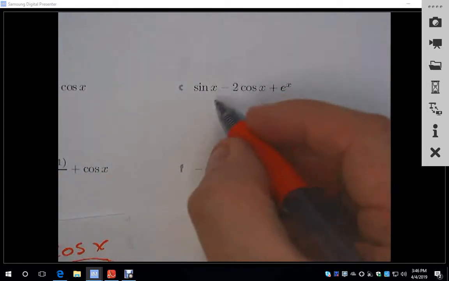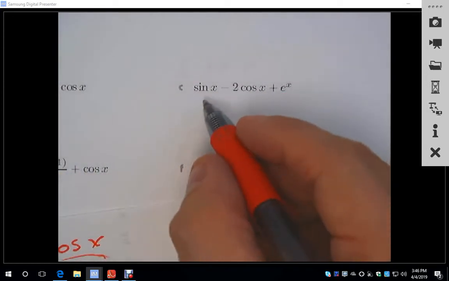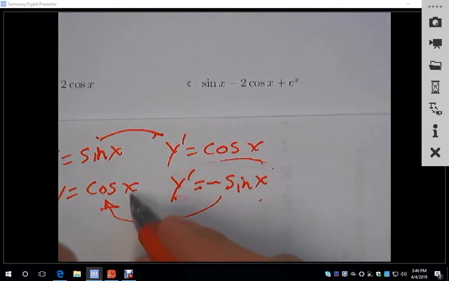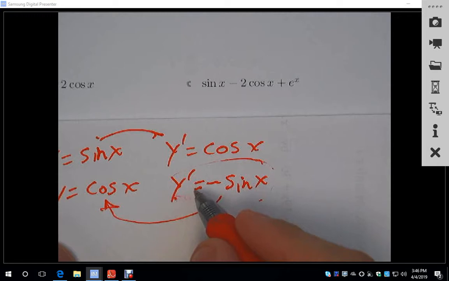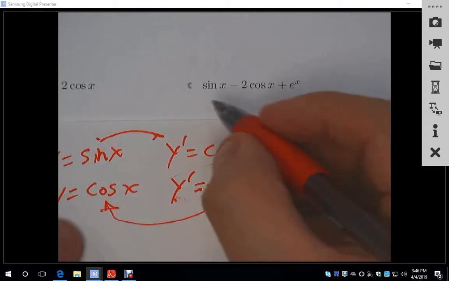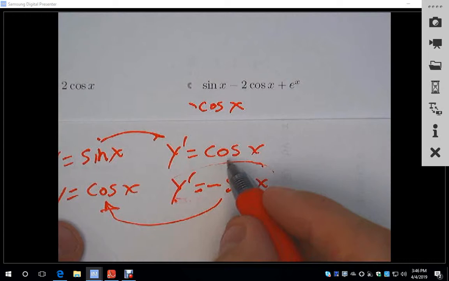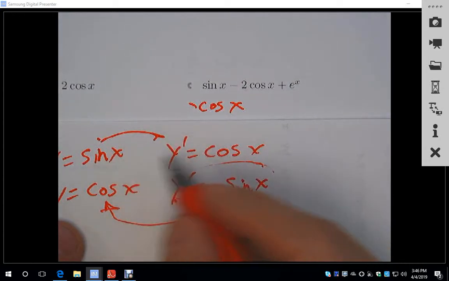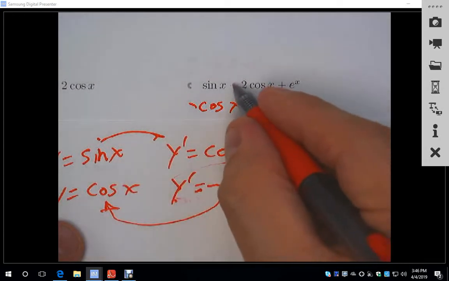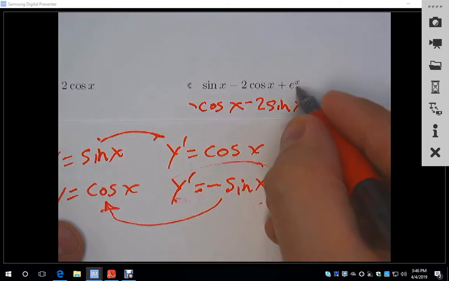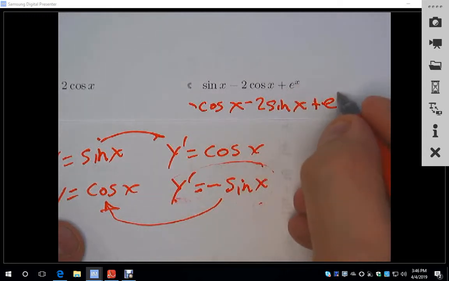We're going backward from our derivative: negative sine of x goes back to cosine of x, so that would be negative cosine of x. Then when we go from cosine to sine, that's going to give me a positive answer. So I have negative 2 times the sine of x, and then plus the integral of e to the x, which is just e to the x, and then plus c.